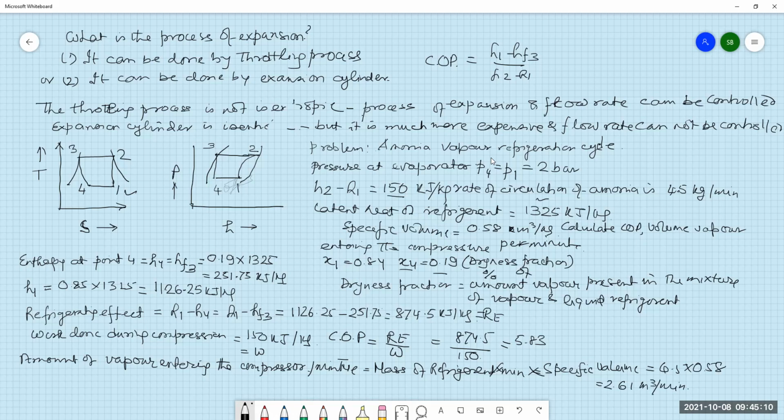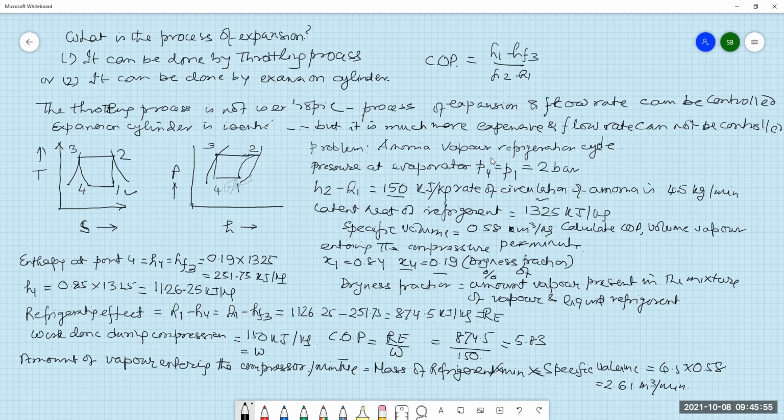Now, what have we here? First of all, what is given? It is told that it is an ammonia vapor refrigerant cycle, and the pressure of evaporation is given: P4 is equal to P1 is equal to 2 bar. But this pressure doesn't have any use here. Next is H2 minus H1, the enthalpy change during compression from initial H1 to final H2, which is given as 150 kilojoule per kg. And the latent heat of vaporization is given as 1325 kilojoule per kg. The specific volume is also given.